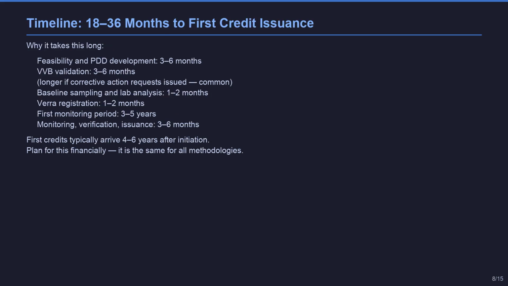Let me be specific about what this actually takes, because the timeline surprises people. From the decision to pursue a VM0042 project to the first credit issuance, typically 18 to 36 months of development work, then 3 to 5 years of monitoring before the first issuance. The phases: feasibility and PDD development, 3 to 6 months.